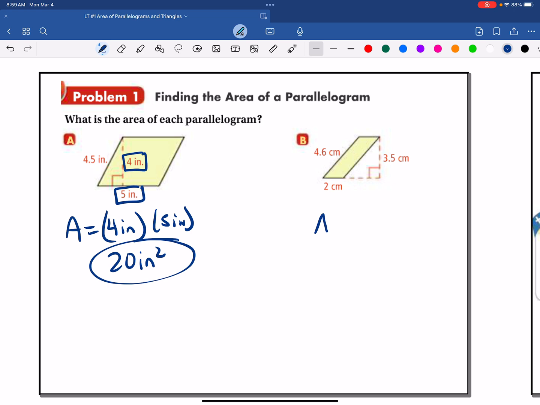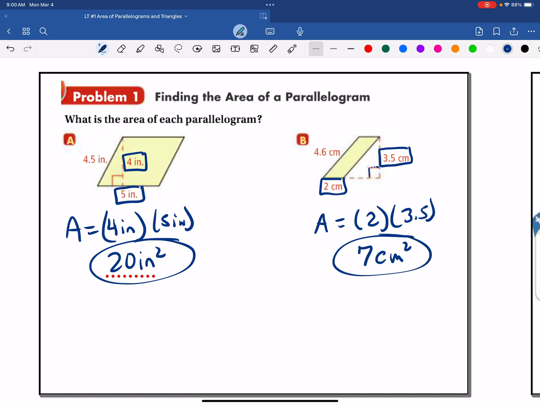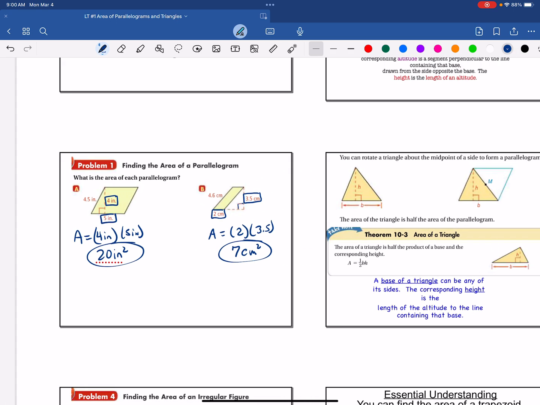In the second one, the area is going to be a height of 3.5 because that's what's perpendicular to the 2. So we do 2 times 3.5 and we get 7 centimeters squared. Notice we don't use the slant height.